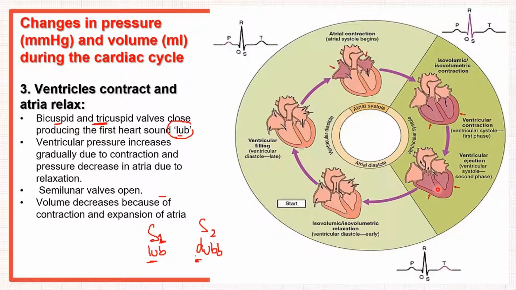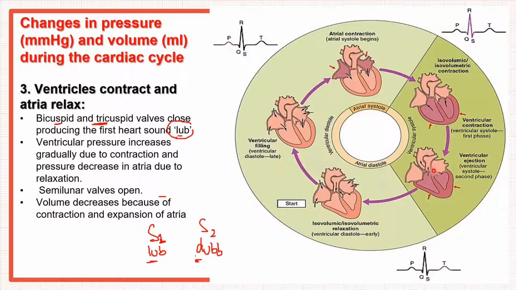Okay? So ventricular pressure increases gradually due to contraction, and because of that, now what is happening? The pressure is decreasing in the atria because atria is relaxing at the time. Okay? So because the blood has come in from the atria, atria is relaxing at this time. These valves close. Okay? So atria is relaxing at the time, but ventricles are contracting. Now because of that, the semilunar valves open. The aortic and the pulmonary valves open because the blood has to be pushed from the ventricles to the pulmonary artery as well as the aorta.